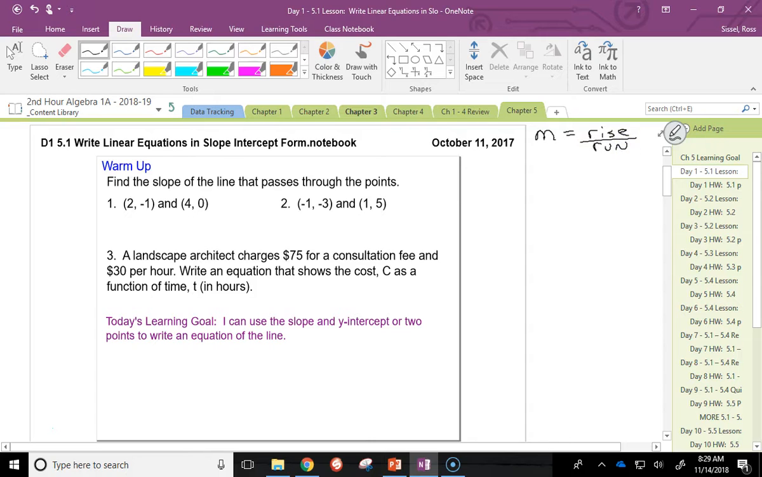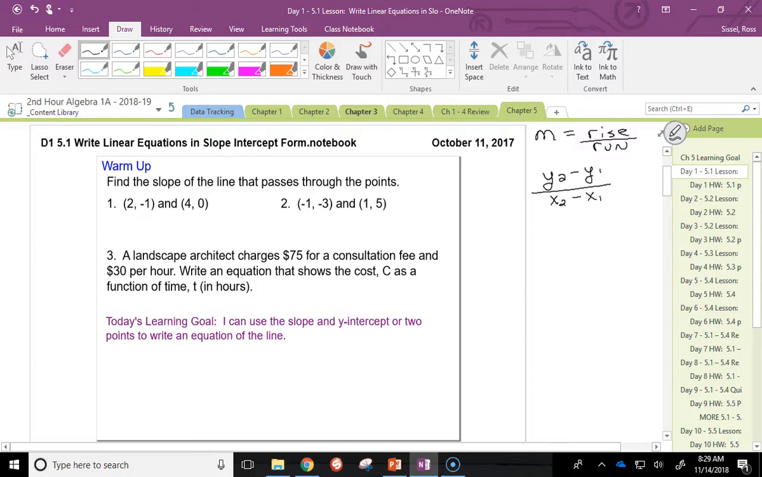The other important thing is when we find slope between two coordinate points, we do that by finding the change of y over our difference in x. So we do y2 minus y1 all over x2 minus x1.